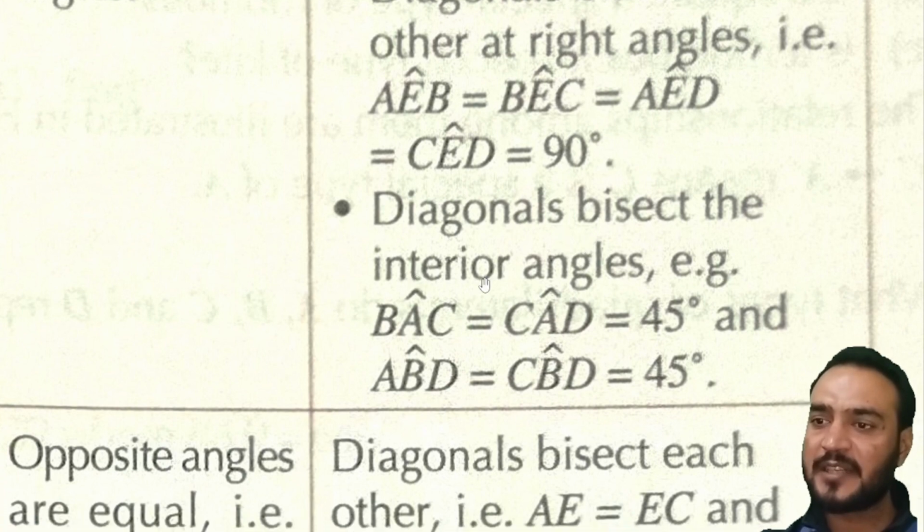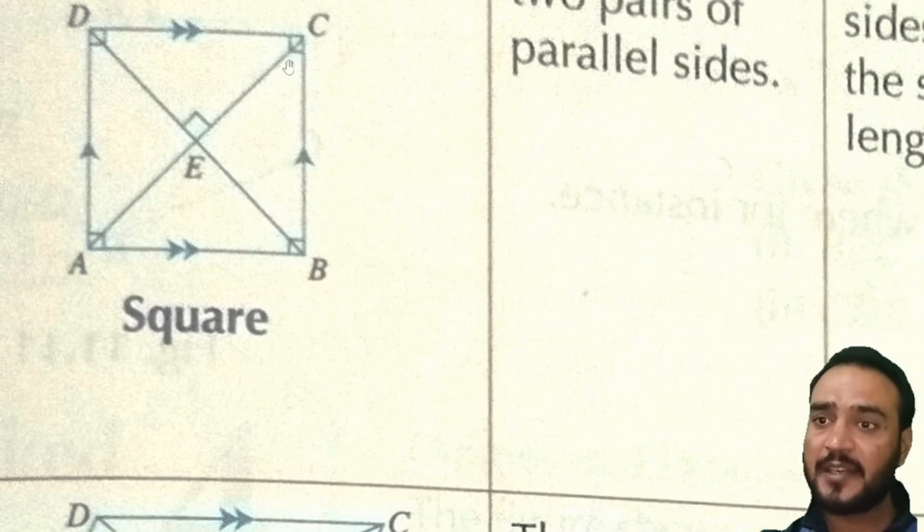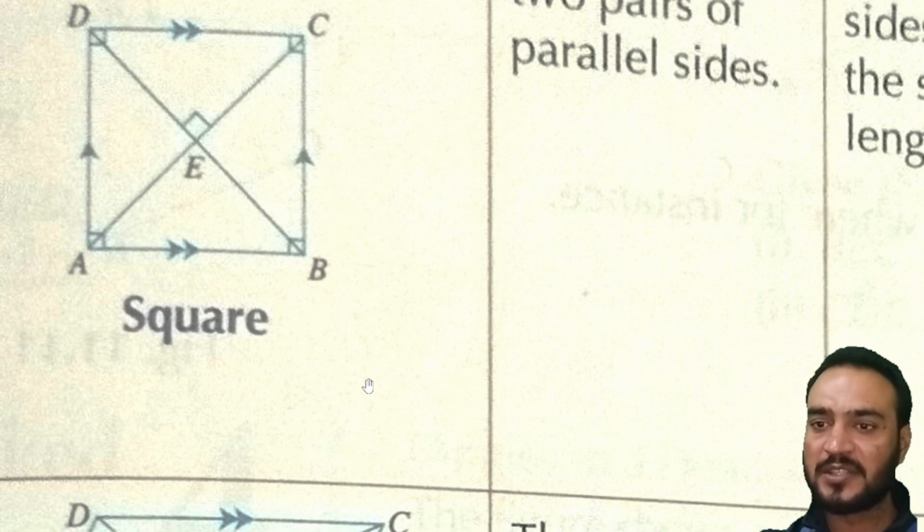The diagonals bisect interior angles. So the next property is also mentioned that if C is the interior angle, then the diagonal AC bisects the angle at point C, as well as the diagonal AC bisects the angle at point A. The diagonal BD bisects the angle at point B and at point D. So these diagonals bisect the internal angles of a square also. So these are the definition and properties of a square.